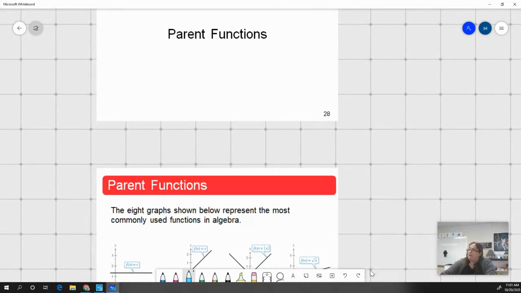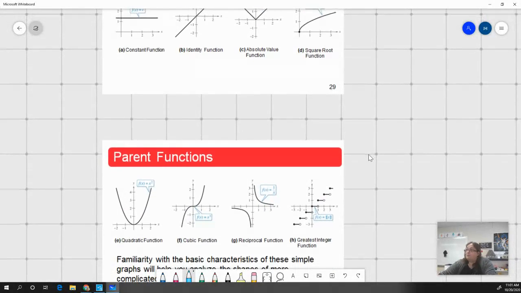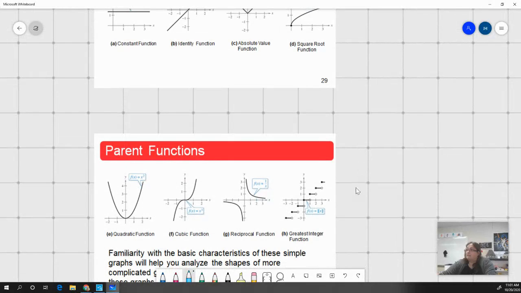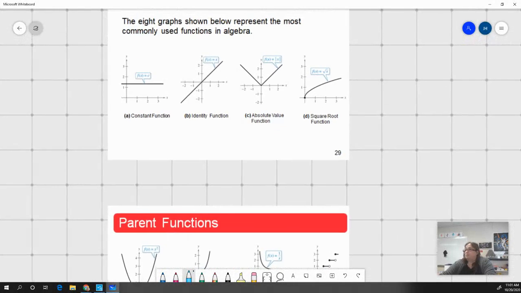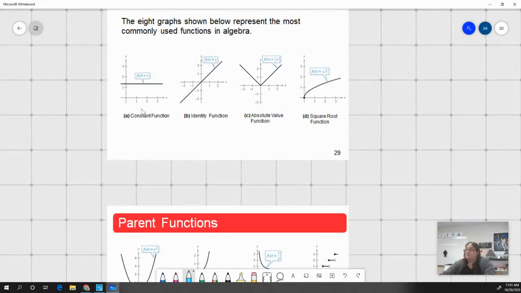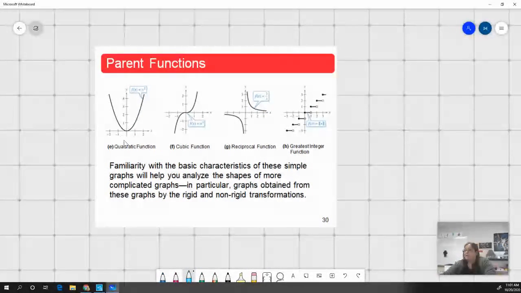Here we've got parent functions. I'm not going to go over this with you because you can see it. I actually posted it in your PowerSchool. It's just what are your basic functions: a constant function, an identity function, absolute value, square root. You have all of these in PowerSchool on a form that I gave you. Quadratic or square function, cubic function, reciprocal is fractions, greatest integer is steps.